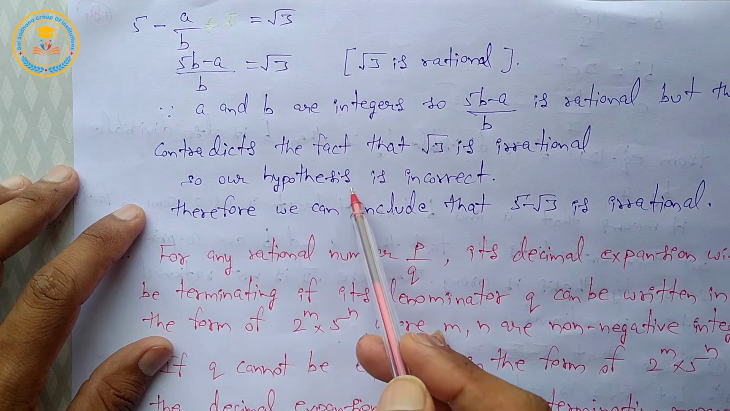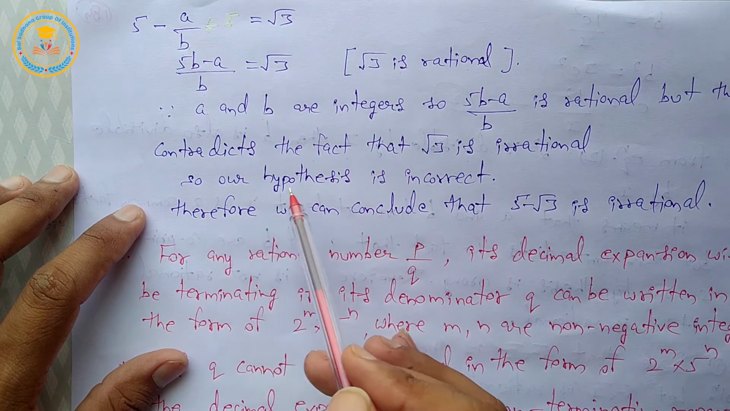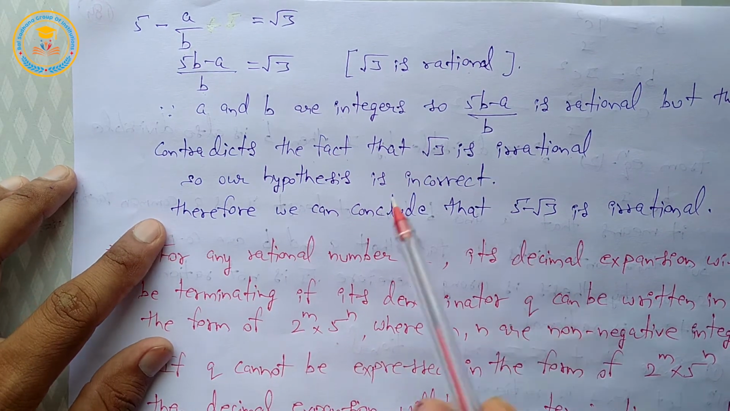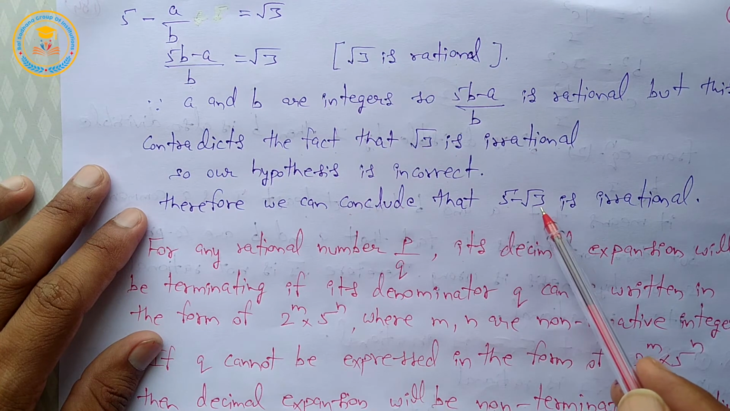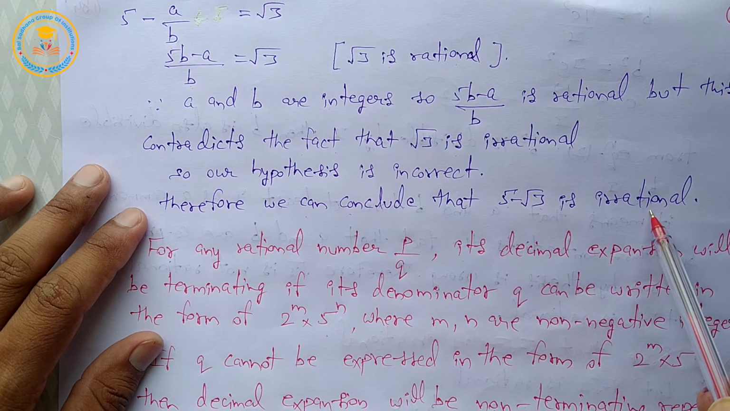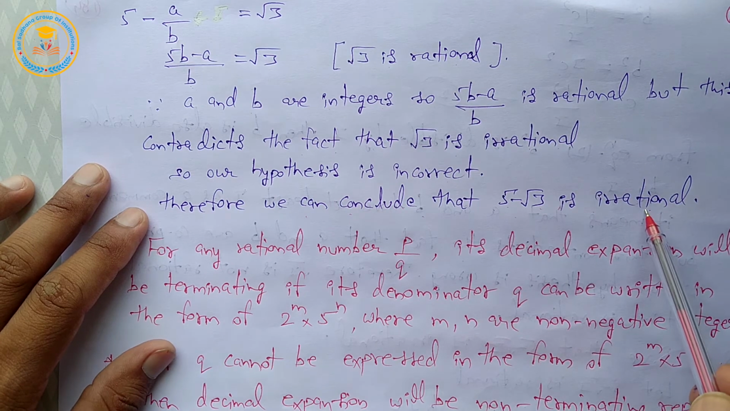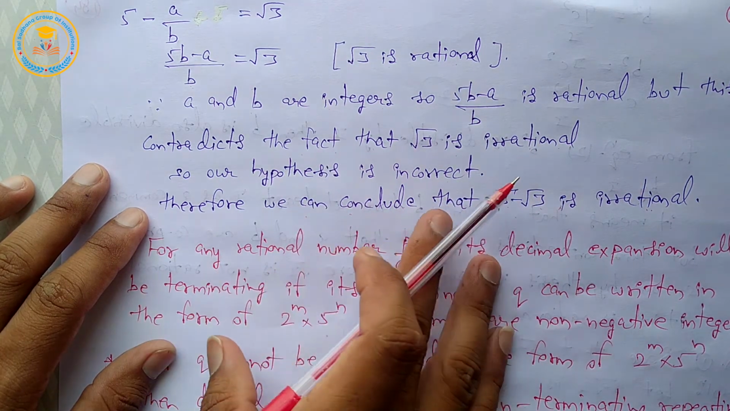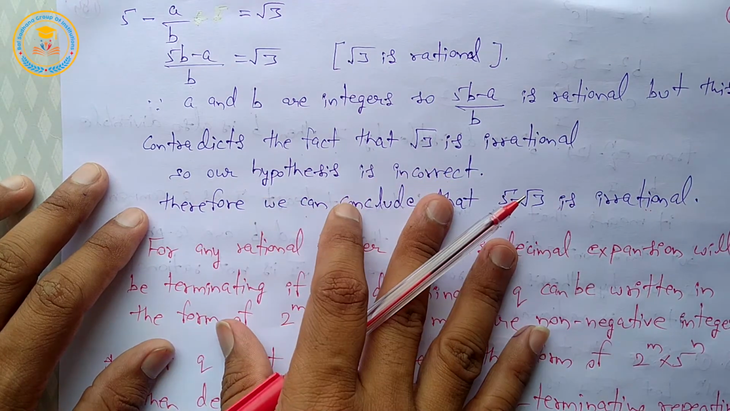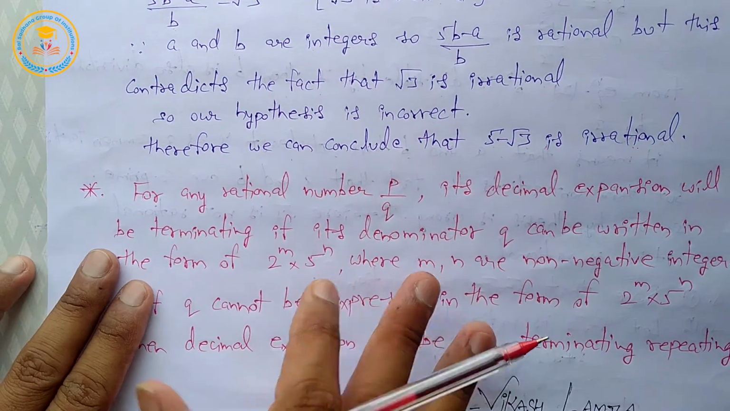So our hypothesis is incorrect or wrong. Therefore, we can conclude that 5 minus root 3 is irrational. Okay, the remaining part is the same, try it yourself. Questions second and third.